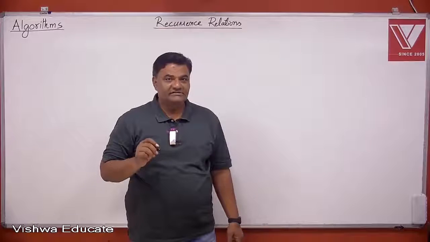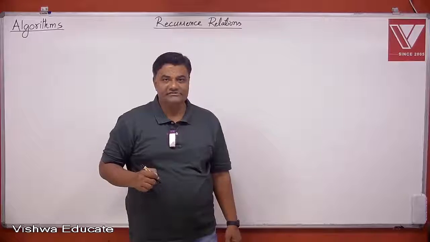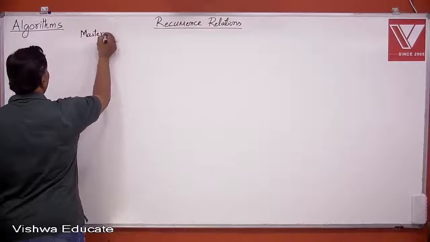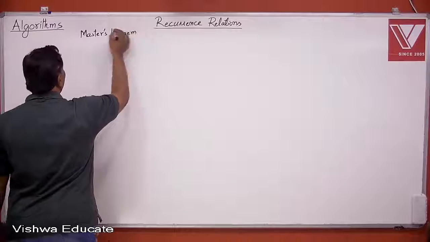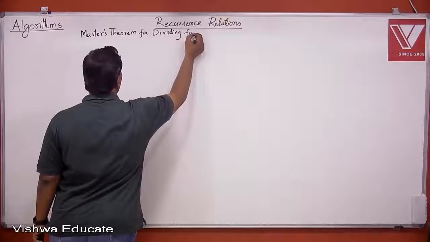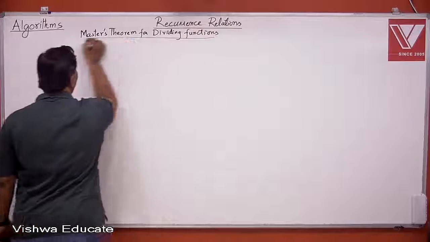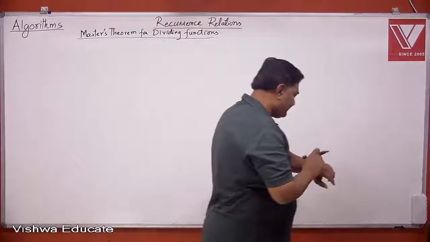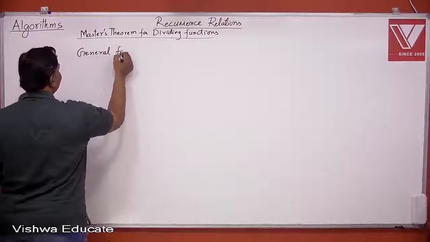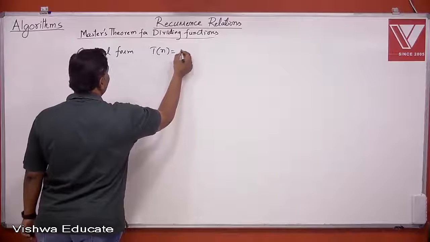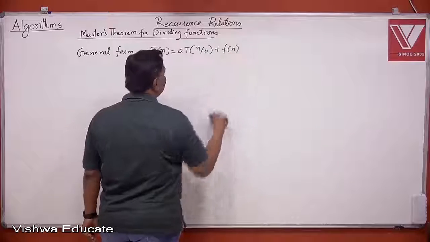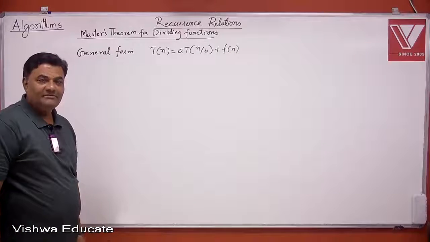Now, Master's theorem for dividing functions. Now, we assume that the general form is Tn is equal to a T n by b plus f of n.